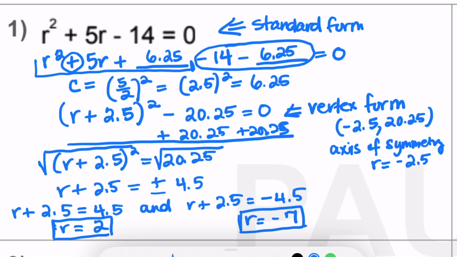I want to go back and change my vertex. I just noticed that it is supposed to be negative 2.5 and, let's make sure we do this right, it's supposed to be negative 20.25. Okay, now I'm done.